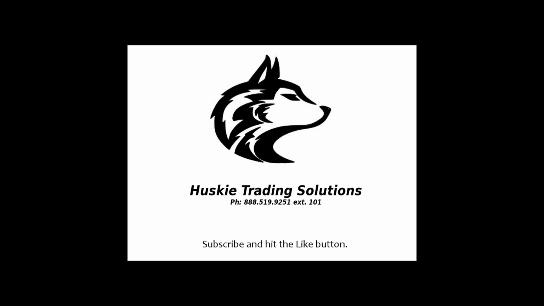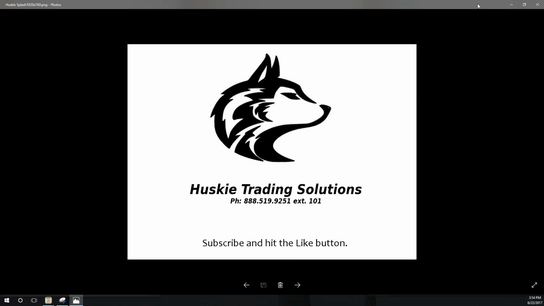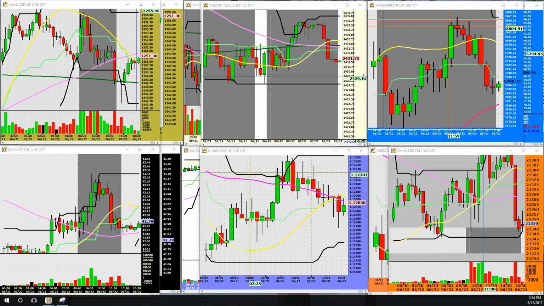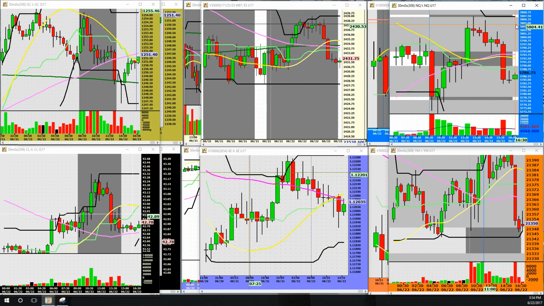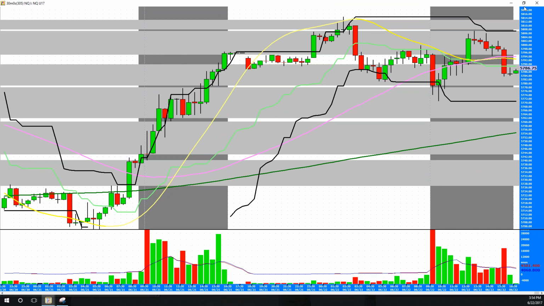What we've done here is taken our 30-minute bars, and this is an assortment of bars of the markets that we follow: gold, ES, NASDAQ, natural gas, 6E, oil, Dow, etc. We have a couple of other ones that we follow too, but I wanted to show you a little bit of a difference here. NASDAQ is going to be the star that I want to talk about today.